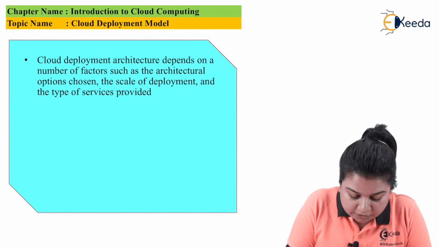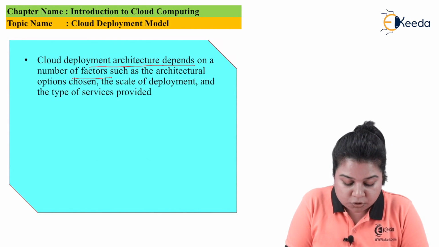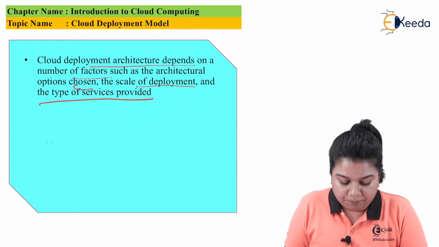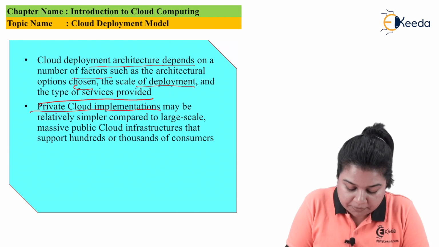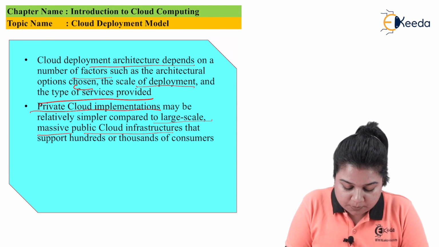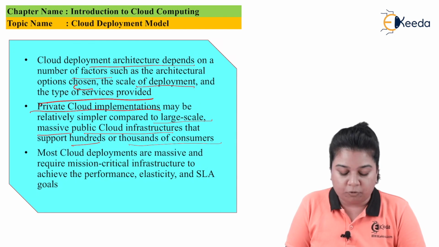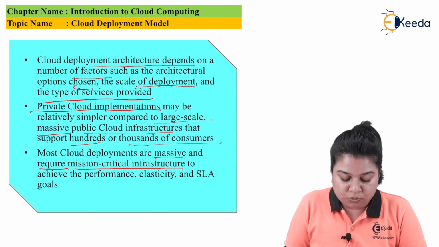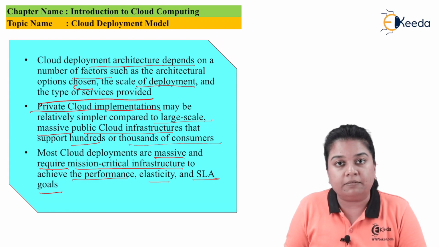Cloud deployment architecture depends upon a number of factors such as the architectural option chosen, the scale of deployment, and the type of services provided. Private cloud implementations may be relatively simpler compared to the large scale, massive public cloud infrastructures that support hundreds or thousands of consumers. Most cloud deployments are massive and require mission critical infrastructure to achieve the performance, elasticity, and SLA goals. SLA is service level agreement.